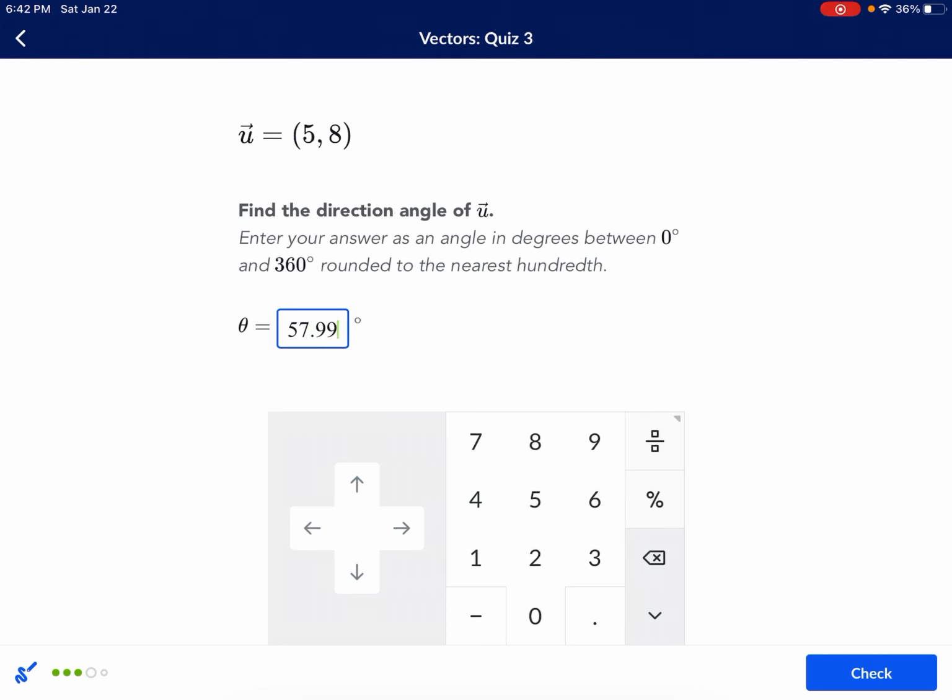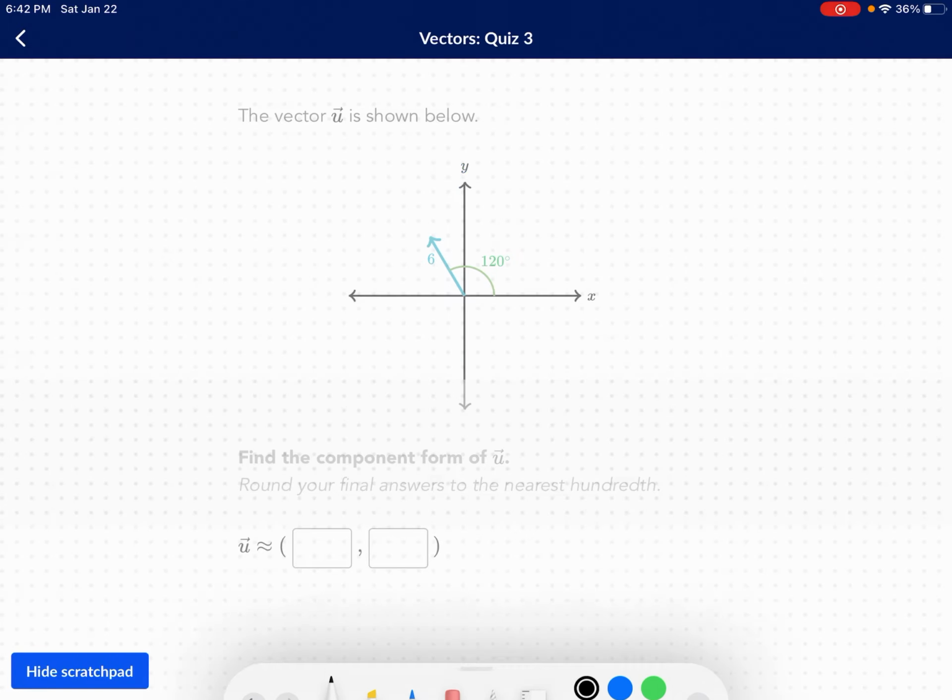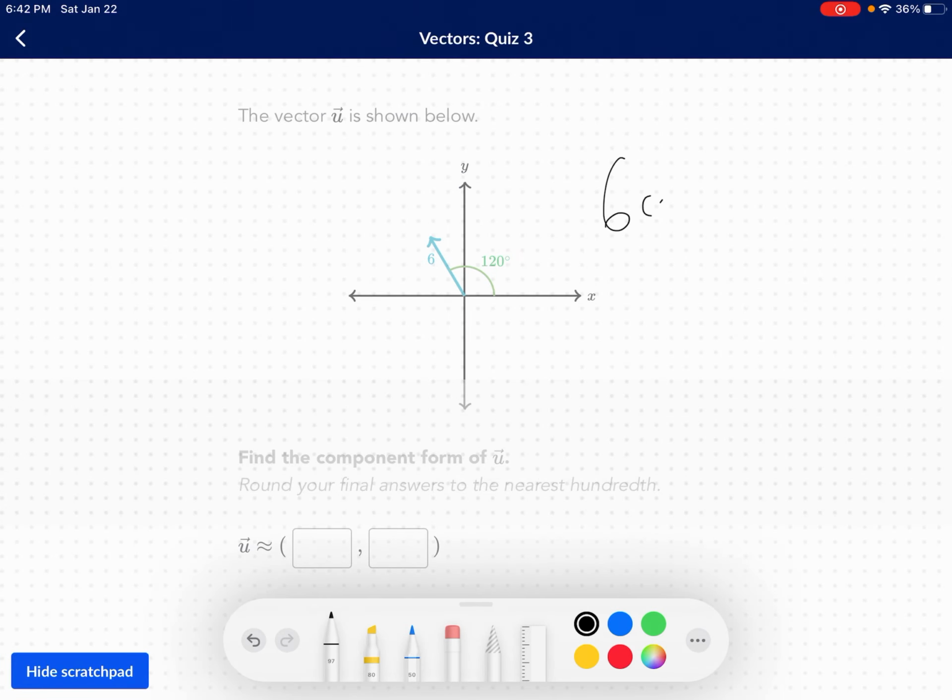Find the component form. Same thing again. 6 cosine 120 degrees and 6 sine 120 degrees is the component form. Just evaluate this: 6 cosine 120 and 6 sine 120. That's negative 3 and 5.20, rounding to the nearest hundredth.